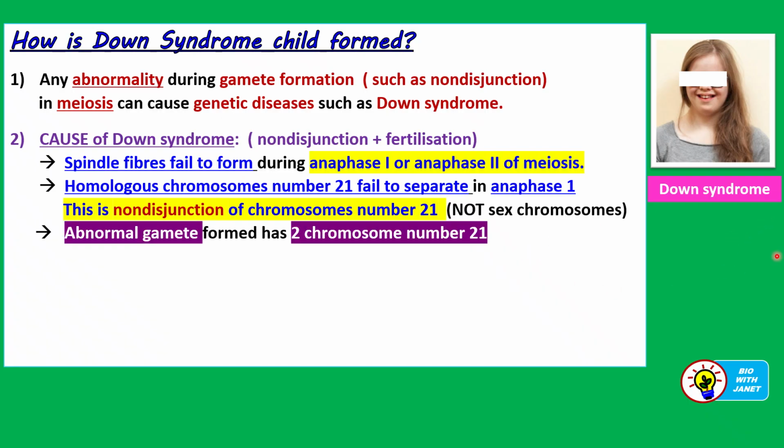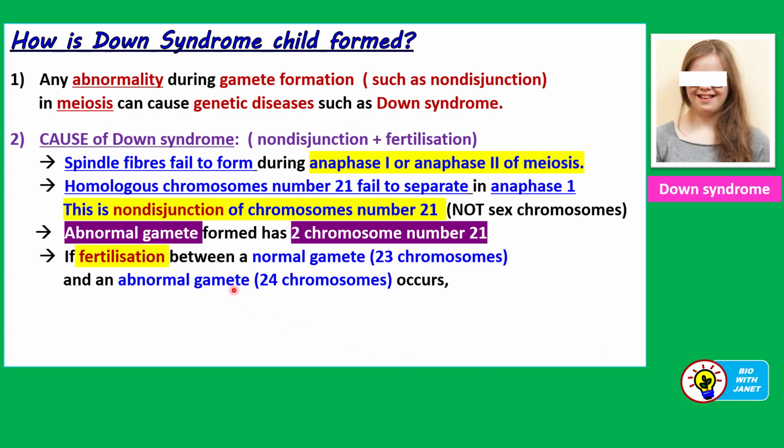Next, an abnormal gamete will be formed because of the non-disjunction, and this abnormal gamete has 2 chromosomes number 21 that fail to separate from each other. So if fertilization occurs between a normal gamete with 23 chromosomes, now this may be a sperm, and maybe it's the mother's ovum or secondary oocyte that is abnormal.